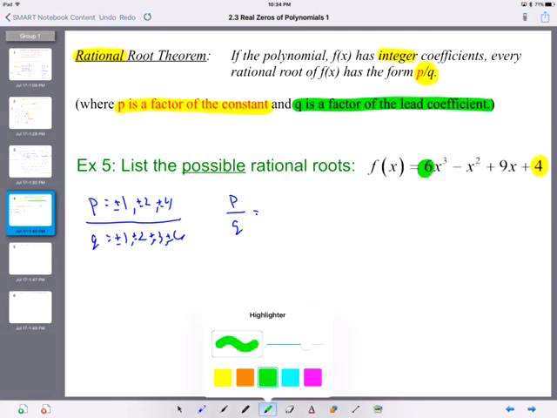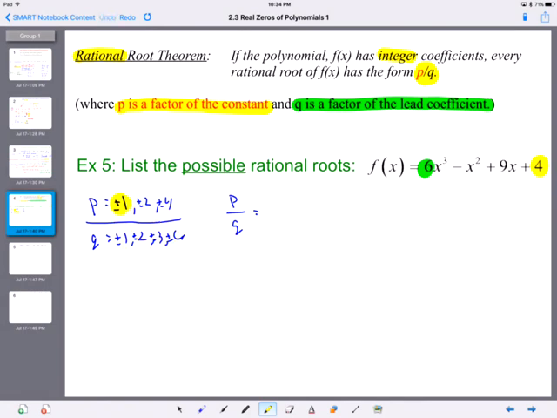So typically what I will do is I will just go from the first p value and then do all of the q values. So I'll do 1 over 1, 1 over 2, 1 over 3, 1 over 6.